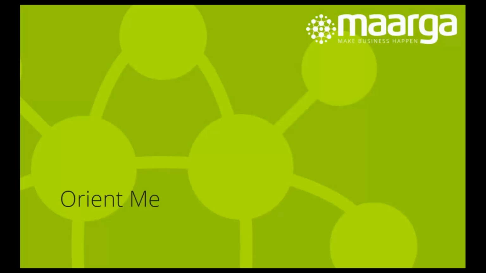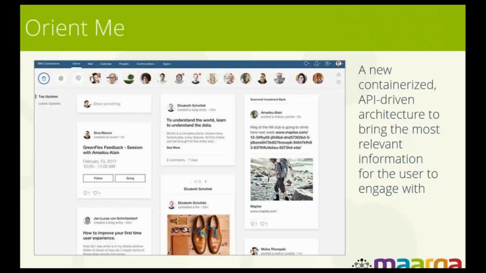Sure. Thank you, Balaji. Right, now let's talk about Orient Me. IBM has redesigned the homepage of Connections, and they have named it Orient Me. It is a containerized, API-driven architecture that brings the most relevant information for the user to engage with, and it replaces the traditional newsfeed in Connections.